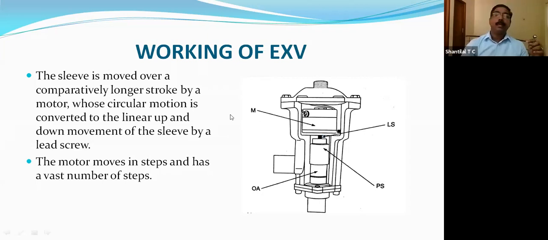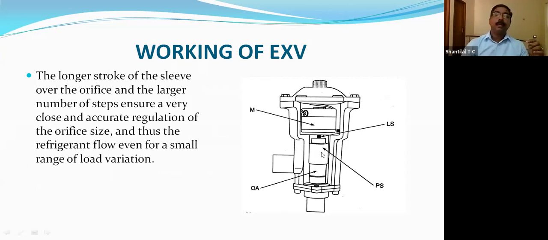The longer stroke of the sleeve over the orifice and larger number of steps ensure a very close and accurate regulation of orifice size, and thus the reference flow, even for a small range of load variation. That means, see, now the system is started. By starting, 5000 kilocalorie heat will be there, for example.